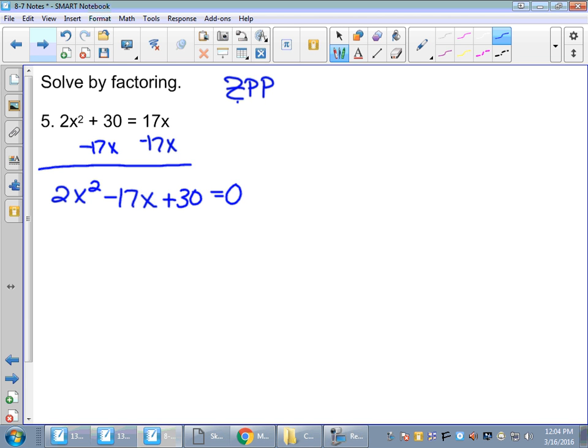The P is the product part. I need to rewrite this as a product. That's when you factor. Is there a GCF? No, there is not. So we simply make a product sum table. You ask yourself what multiplies to give me 60 and what adds to give me -17. I'm looking for two numbers that multiply to give me +60 and add to give me -17.